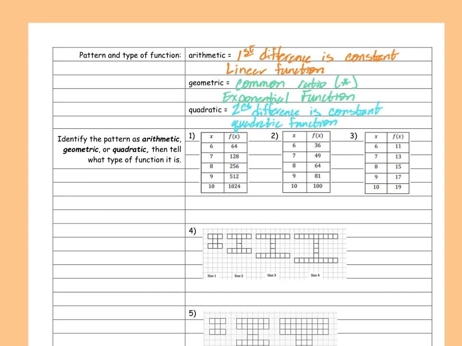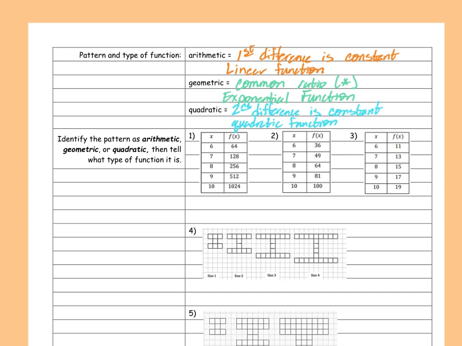Okay. So we have three types of functions and we have three types of sequences, patterns. Our pattern here, we want to identify each. We have five things to look at, okay? We want to identify the pattern as arithmetic, geometric, or quadratic. We have three tables and two pictures. And then I also want to know what type of function it is.